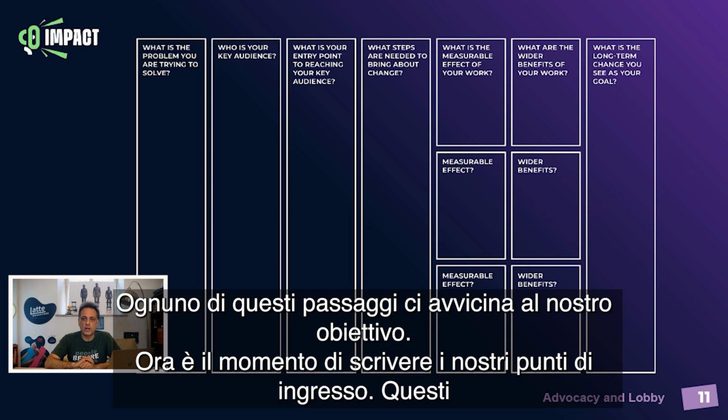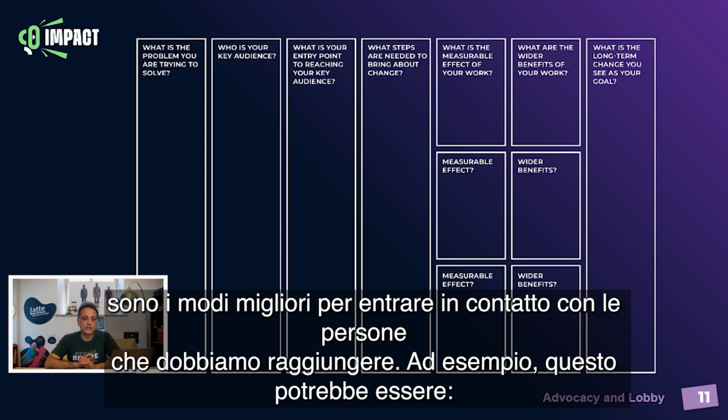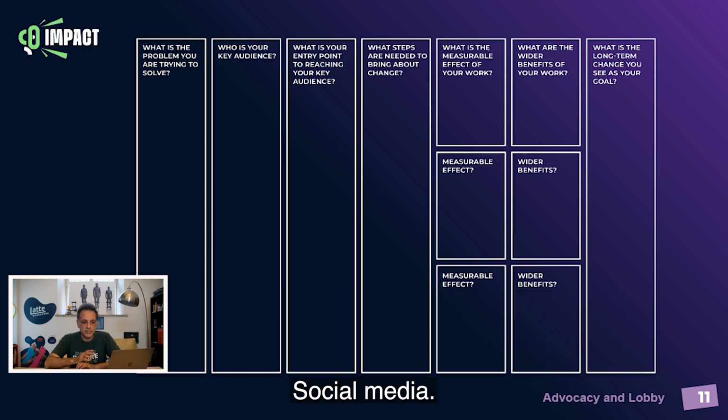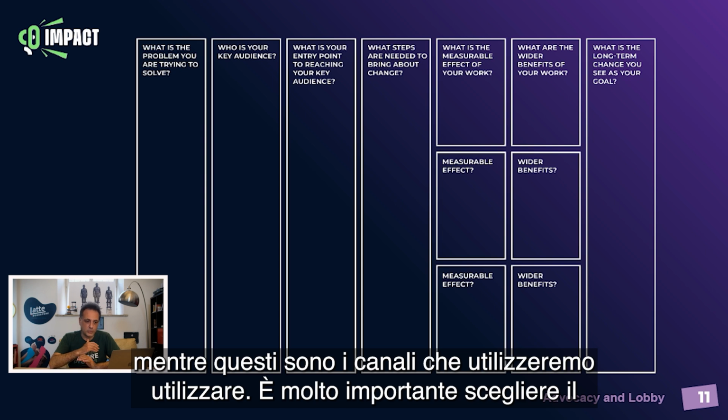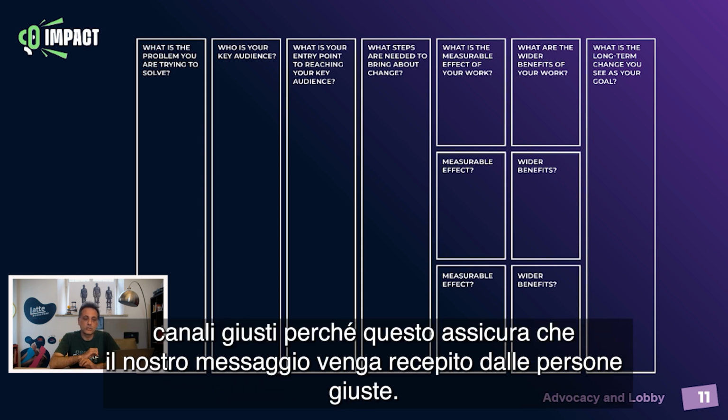Now it's time to write our entry points. These are the best ways to connect with the people we need to reach. For example, this could be social media, local events, community meetings. It's a little bit similar to the one we discussed before, but that was more concrete action, whereas these are the channels we will use. It's very important to choose the right channels, because this makes sure that our message is heard by the right people.